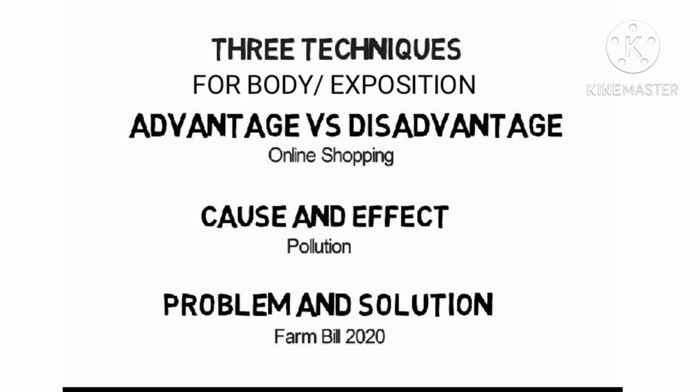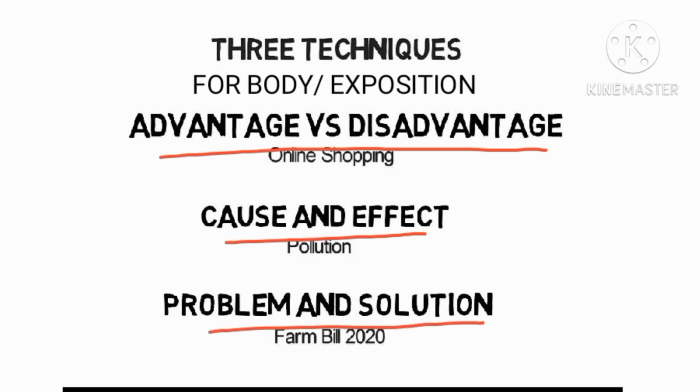The first technique is to write the advantage versus disadvantage. Let us say the topic is online shopping. We can write the advantages and the disadvantages of online shopping, and we can compare them. The second technique is to write the causes and the effects. And the third technique is to write the problem and the solution to that problem.